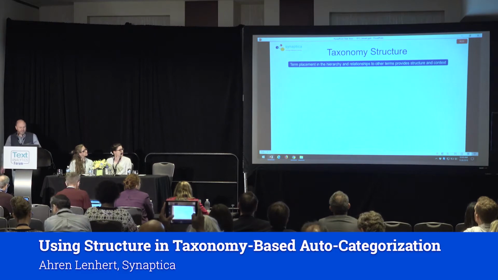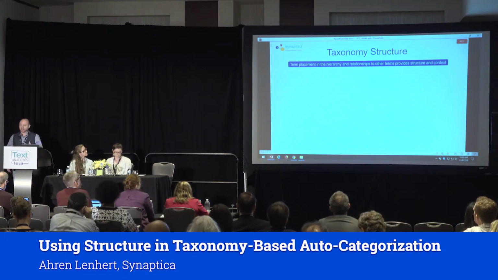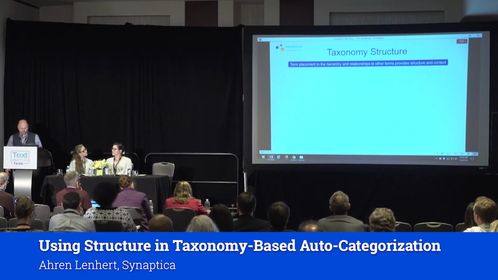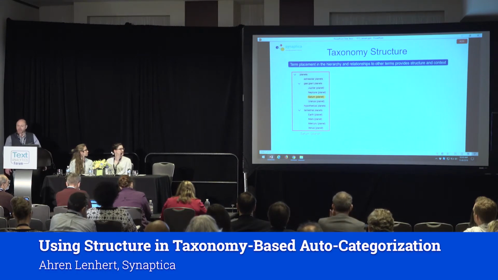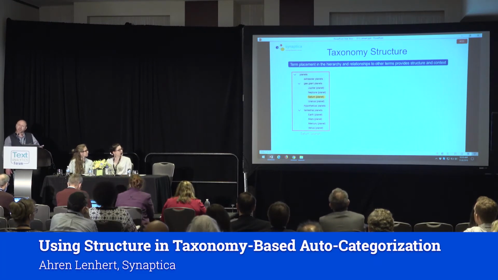Okay, so taxonomy structure. A taxonomy structure can provide the hierarchy and the relationships to other terms which can become imposed on the structure, providing meaning. So in this case, we have Saturn the planet. Saturn, this is from the NASA thesaurus. It's under planets, as you can see. That's its top-level parent in this particular hierarchy. Above it is gas giant planets. And then we have its siblings, which are Jupiter, Neptune, Uranus.